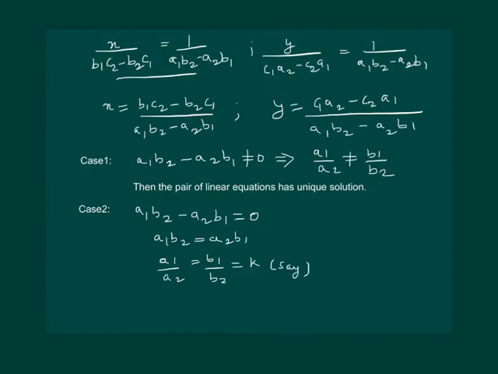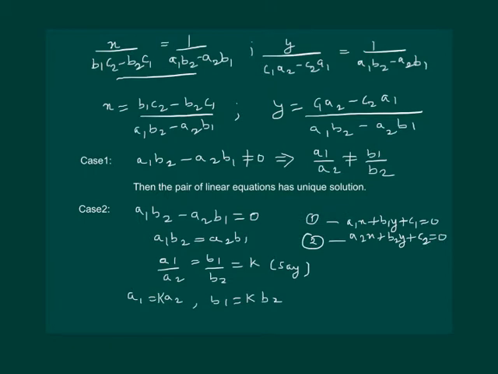Then we have a1 equal to a2 into k, or we can say k times a2, while b1 equal to k times b2.